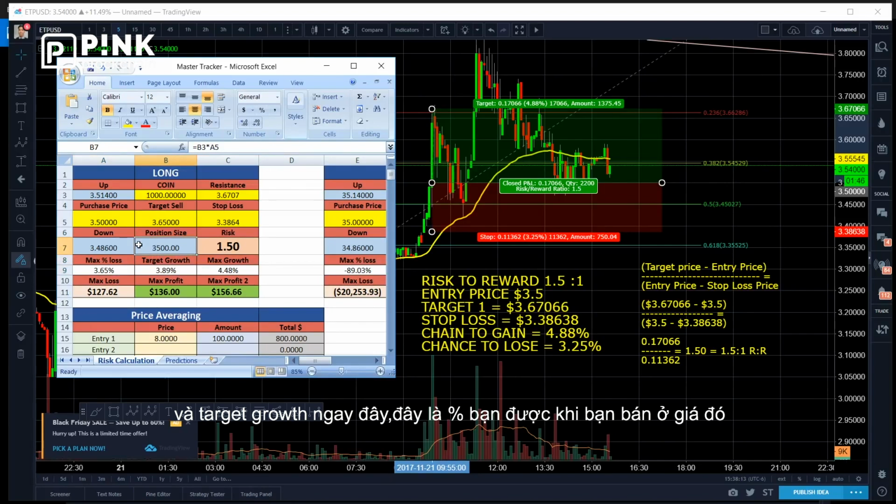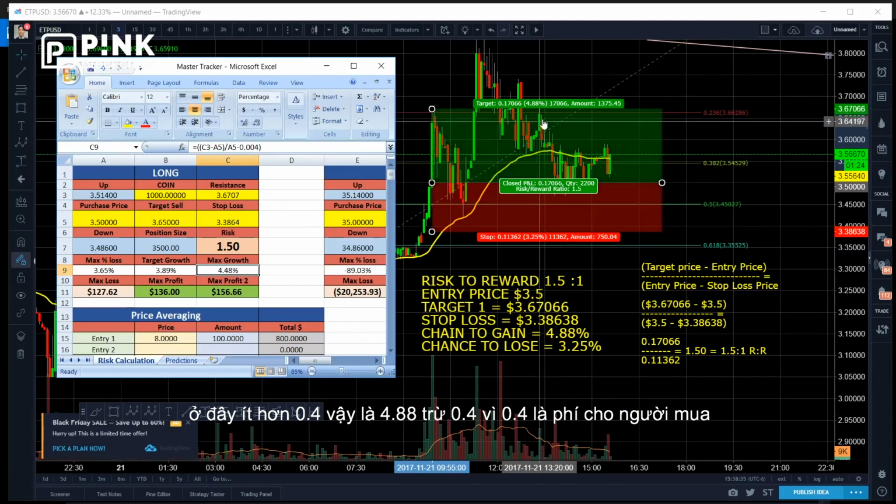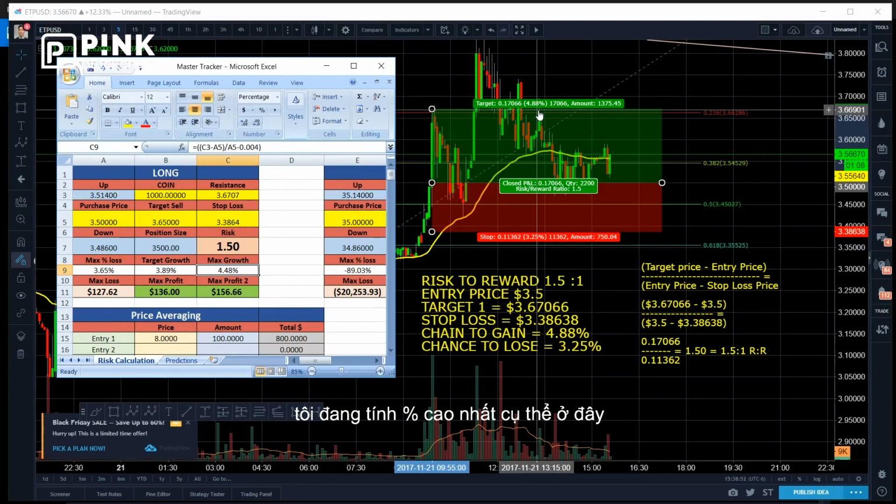And the target growth right here, okay guys, the target growth, this is what you would gain in percentage if you sold it at that price. And your maximum growth is how much you would actually make. Am I calculating this right? Sorry, the maximum growth is the maximum you would win in percentage. Notice this is 4.88, but this one is 0.4 less, okay? This is 4.88 minus 0.4 because there's a 0.2% for the maker fee, right? Or sorry, for the taker fee each way. So I'm factoring the maximum percentage for you guys in here, all right?